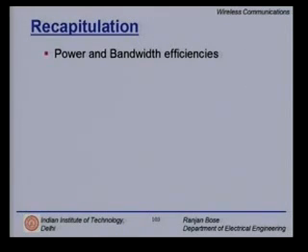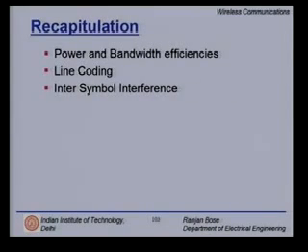A brief recap. In the previous classes, we talked about the power and the bandwidth efficiencies of modulation techniques. We also discussed line coding. We talked about the problem of inter-symbol interference, which is caused when your bandwidth is limited, which leads to the spreading of the pulse and different pulses interfere. And the important method of pulse shaping, wherein we reduce and mitigate the problem of inter-symbol interference.